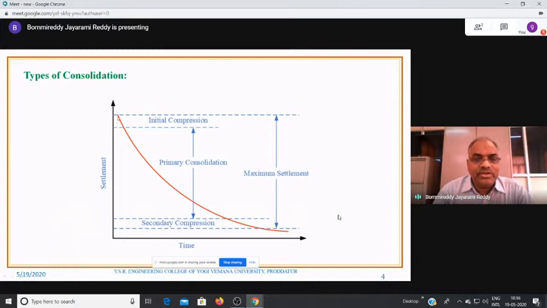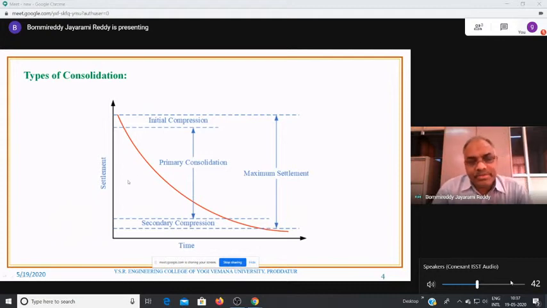So that means initially the settlement will be almost zero at the initial stage. At the time t equal to 0, settlement is 0, and afterwards it is going to increase as time increases. So this is the overall view of the relation between the time and the settlement for any consolidated soil.